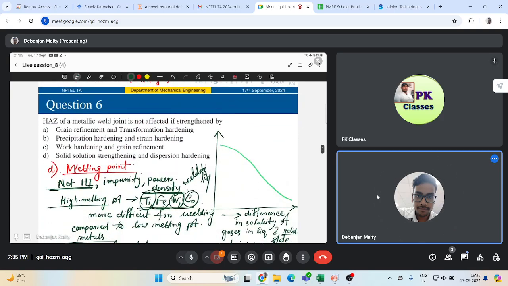Next, let's do the question and answers for today. The heat affected zone of a metallic weld joint is not affected if strengthened by this mechanism. Any guess? Any kind of guess?